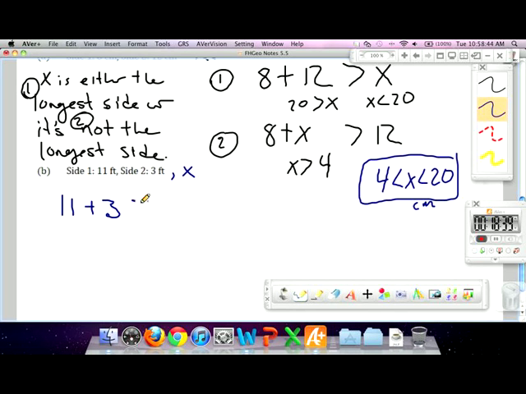What if it's not the longest side? Then what is the longest side? And what does 11 have to be bigger than? My two shorter sides, which are therefore 3 and x. It's got to fit one of these two things. So then therefore, 14 is bigger than x, or x is bigger than 8. So what values does x have to fall between?